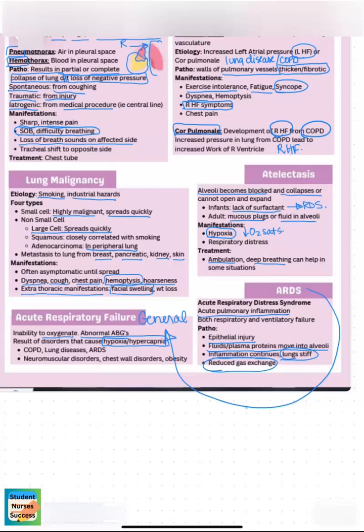We see chronic lung disease such as COPD or other lung diseases being causes of respiratory failure over time, ARDS also being a cause, and even neuromuscular diseases such as muscular dystrophy, ALS, and chest wall disorders can lead to respiratory failure over time, as well as obesity.